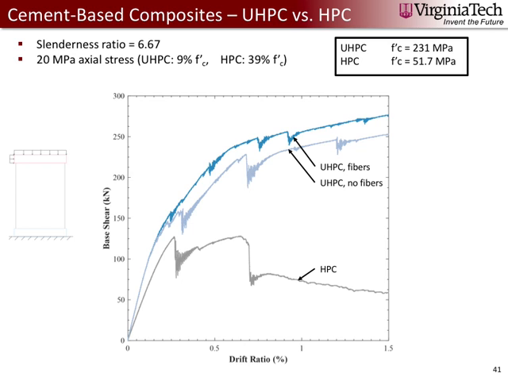Here we're comparing directly UHPC and HPC shear walls with equal slenderness ratios and equal applied axial stresses. You can see this bottom curve is for an HPC shear wall, and the top two curves correspond to UHPC with and without fibers.